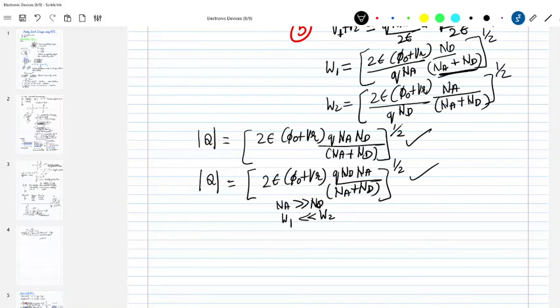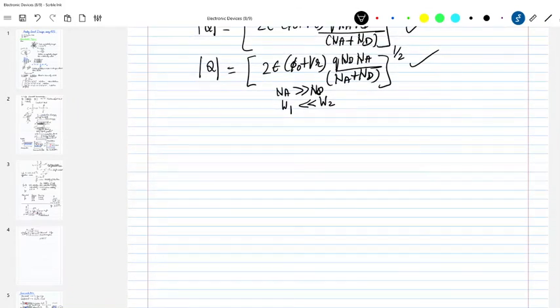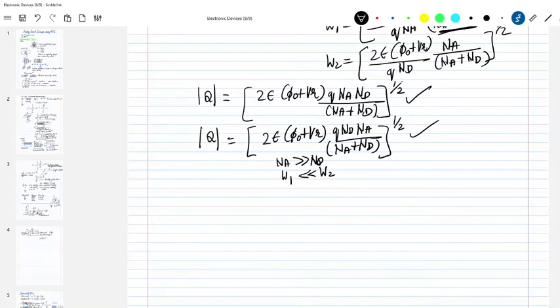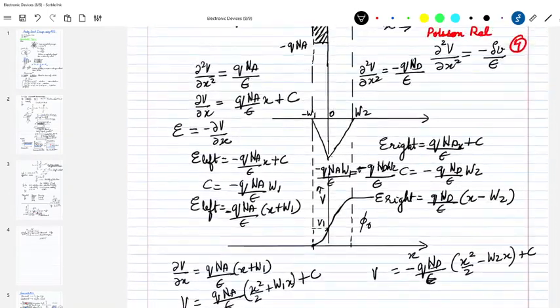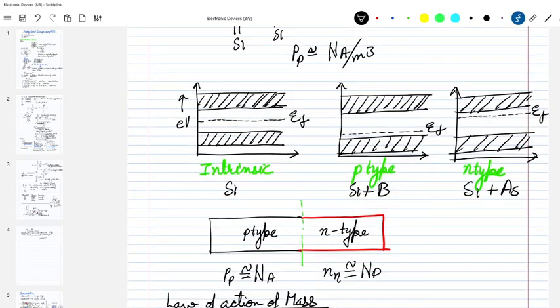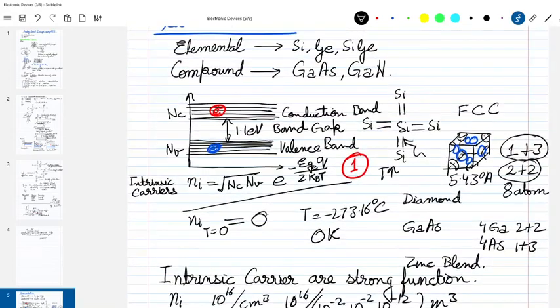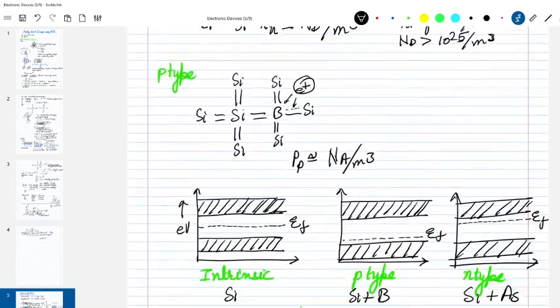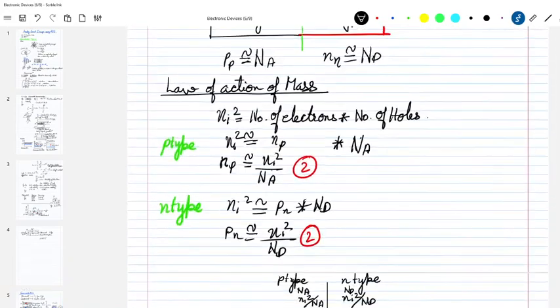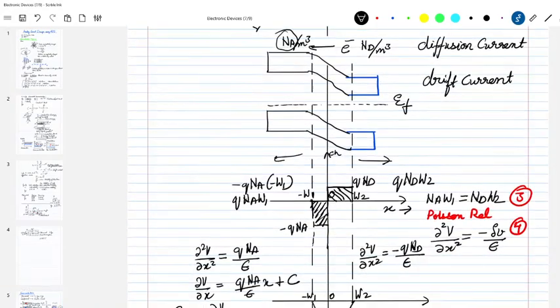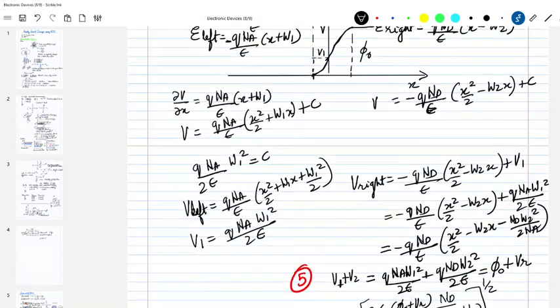Now in this case, because Na is much larger, this term will become 1. So the total depth will become twice epsilon (Vbi + Vr) over Qnd, raised to half. Okay, so this is a one-sided junction. I'm going to stop here. I started with the semiconductor devices, and I explained p-type, n-type, intrinsic, and then what happens when you put p and n together.